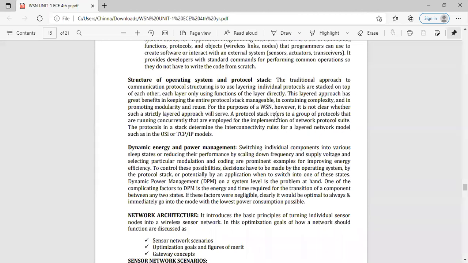So dynamic power management is at the system level. Always the time required for the transition of the component between two states matters, but these factors are negligible and clearly optimized. Immediately you go to the mode with the lowest power consumption possible. So we considered power consumption under individual components; for the whole system, we consider scaling down frequency and supply voltage, and selecting particular modulation and coding permitted. All these considerations are involved in energy efficiency. Okay?